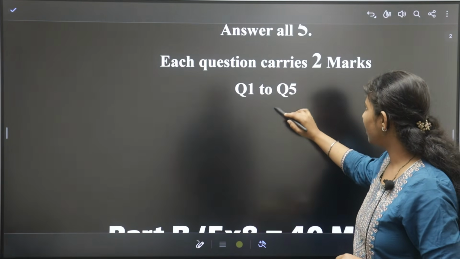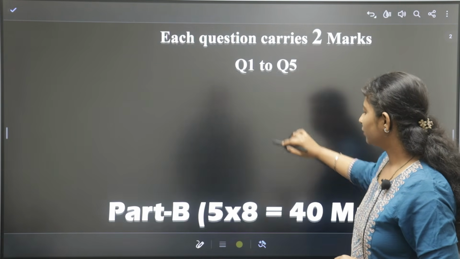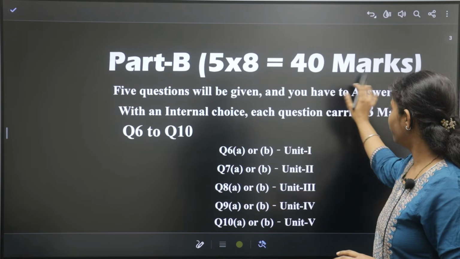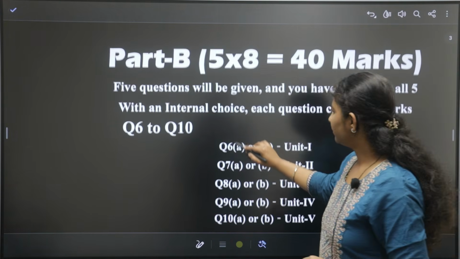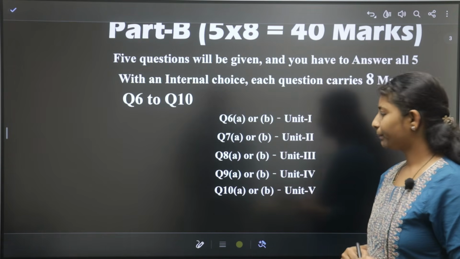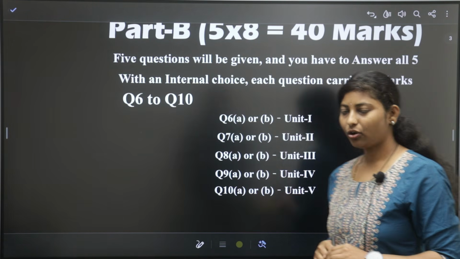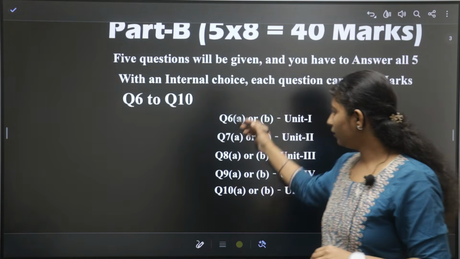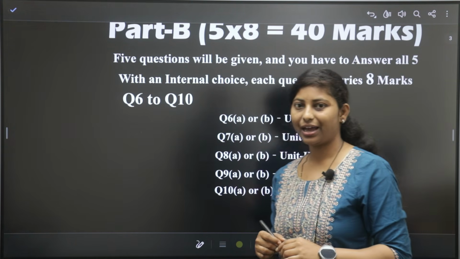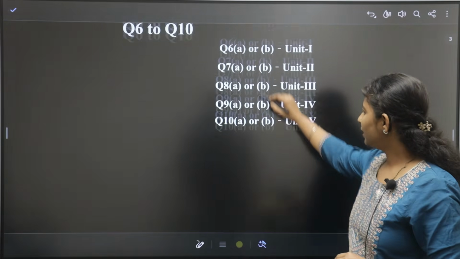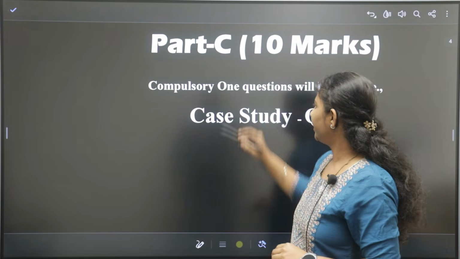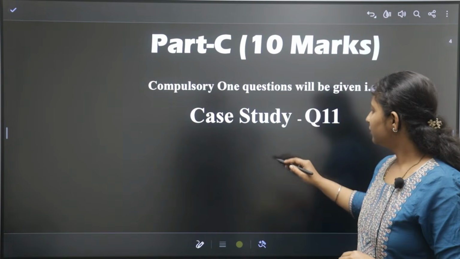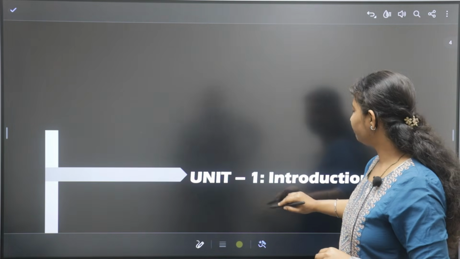And next, in Part B, you will have 5 questions of 8 marks, total 40 marks, and here the sequence is 6 to 10, and you will get A and B options. In this A and B, you need to write any one option, and you need to write all 5 question and answers here. And in Part C, you will have an important case study, compulsory, for 10 marks. So this is your question paper pattern.